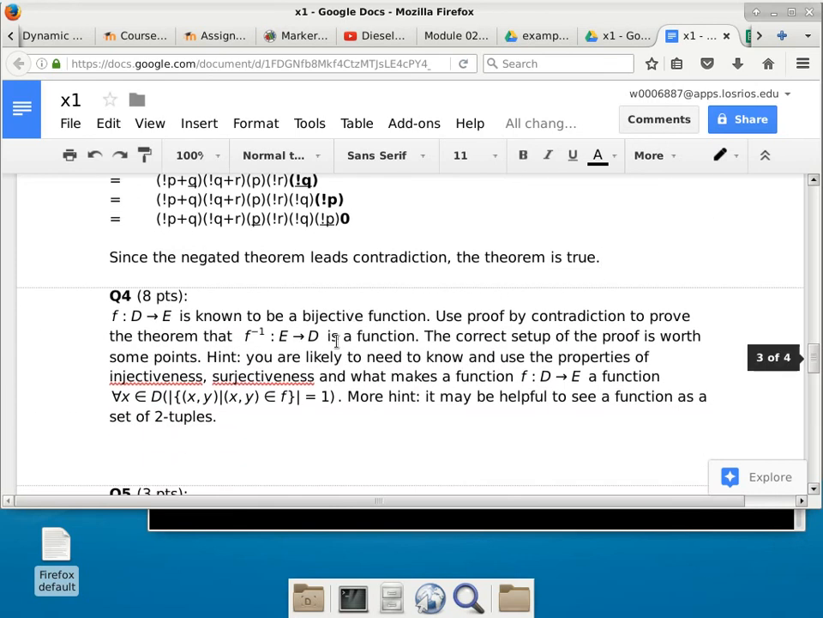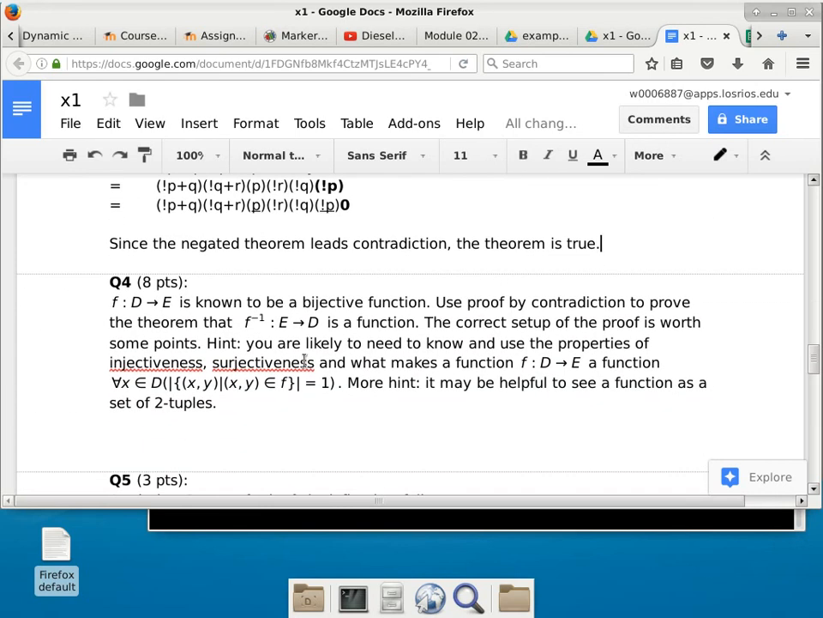Okay, so that's the answer. Question number 4 is worth 8 points, which is quite a bit. Okay, so it says f is a function. It maps some kind of domain D to some kind of codomain E, and is known to be a bijective function. Use proof by contradiction to prove the theorem that the inverse function f to the power of -1, which is the inverse function notation, mapping the codomain of f to the domain of f, is a function. That's all I need. I just need to know that it is a function. There's an inverse and it is a function.